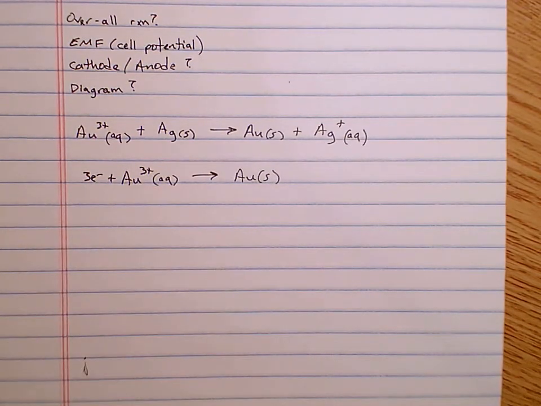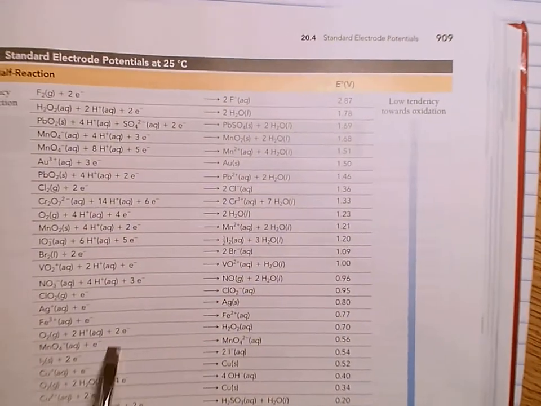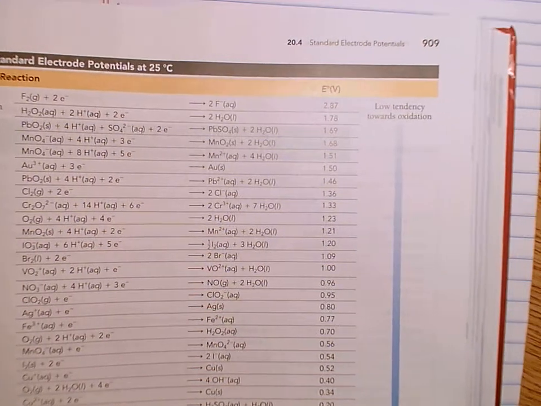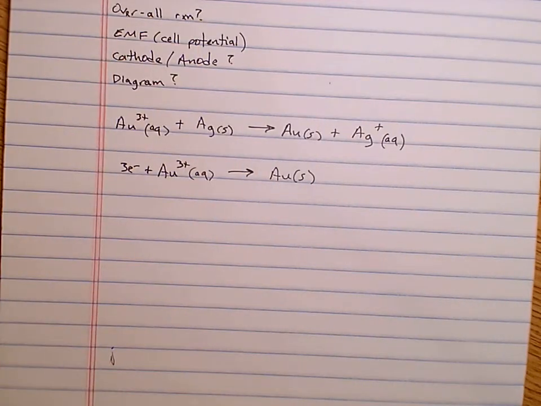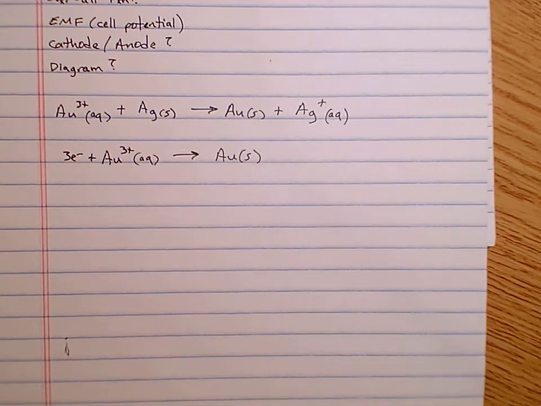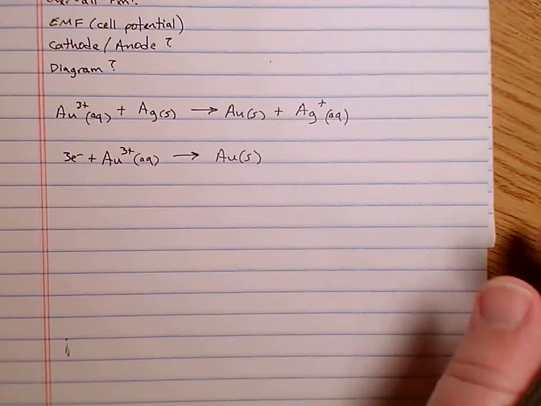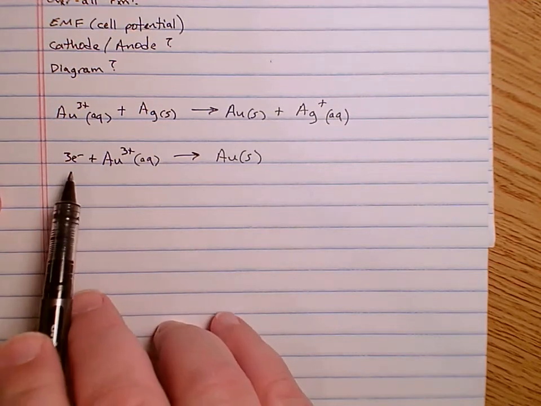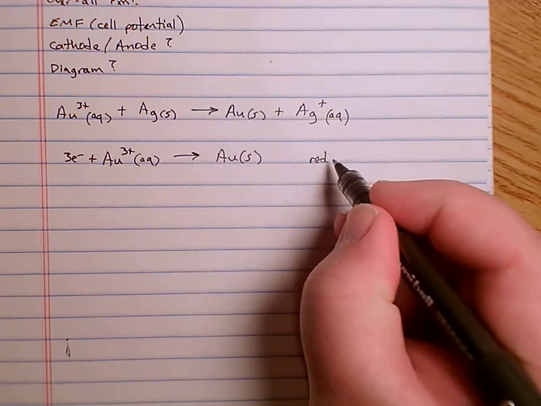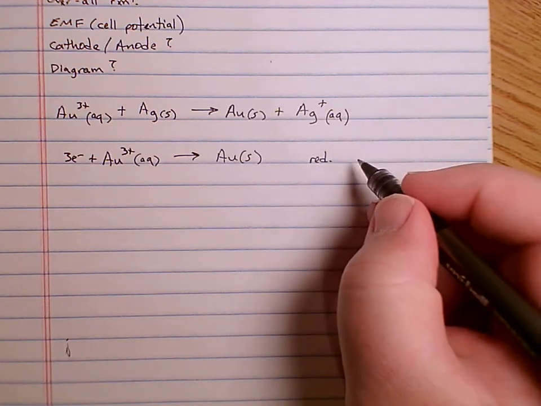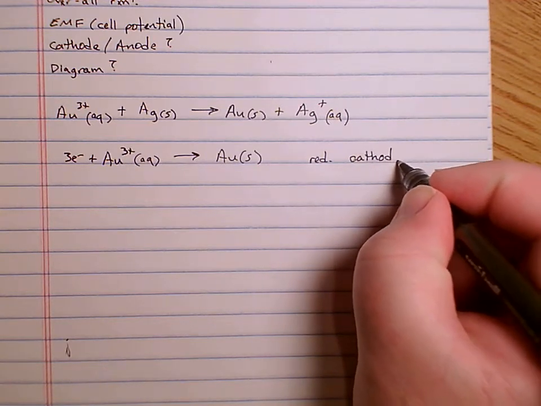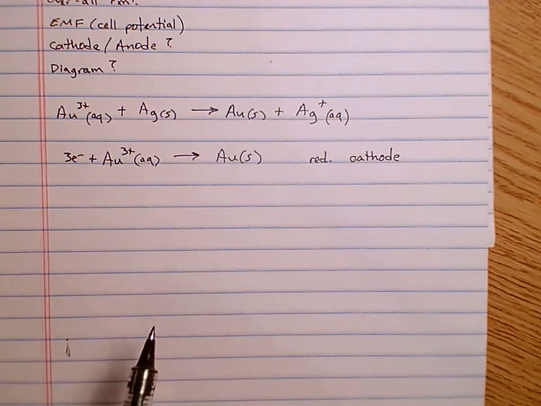You just read that right off the table right here. Au 3 plus 3 electrons goes to Au solid. It's almost the standard reduction potential. It's almost like cheating. And even better news, you don't have to memorize this table. It'll be given to you. So note the electrons are on the left, so we know this is reduction. And we also remember reduction happens at the cathode. So here's our reduction at the cathode.